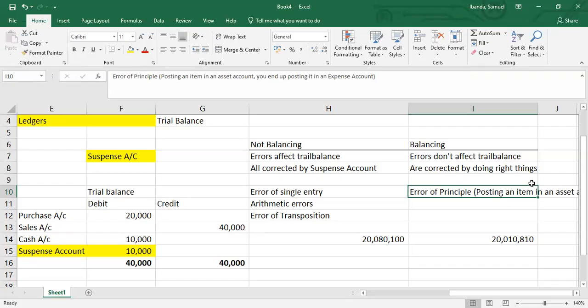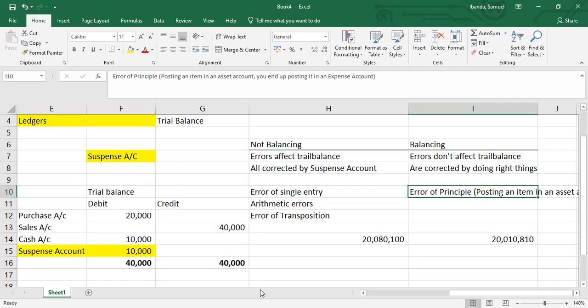For example, it may not only even be this. Let me say, for example, we added on to a building. There was a building extension, and because it is an extension, you think there is no new building that has been put up, so you post this to, let's say, your expense account. An example also could be repairs and maintenance. Instead of posting your repairs and maintenance to the repairs and maintenance account, you may end up posting this to the asset account, to the motor vehicle account. Now there is an error of principle.